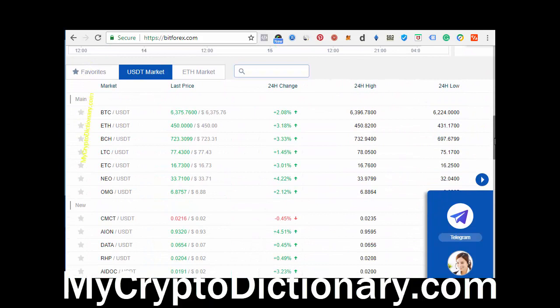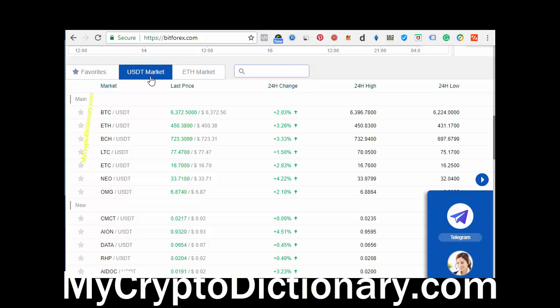So this is it. You have the market. You can have a favorite. That means if you start trading, you can decide to save one, two, three, four or as many coins or tokens as possible that you want to be trading over and over again. So we have the USDT market, we have the ETH market. The markets might increase with time, so this is just what is available at the time of this video.